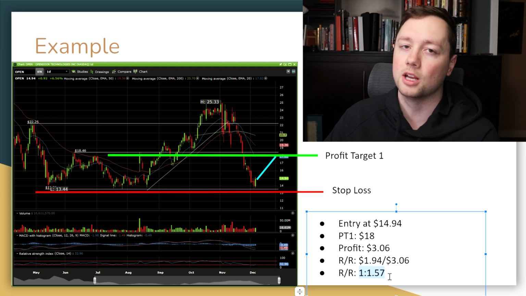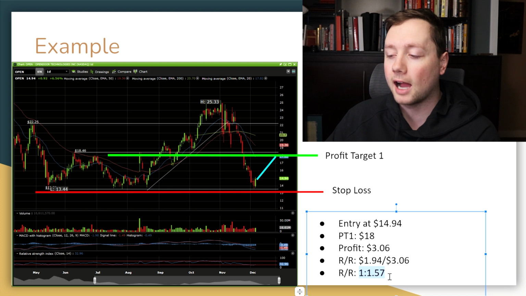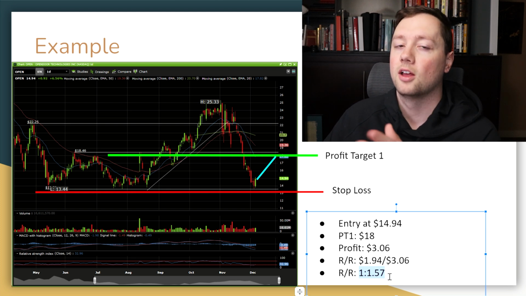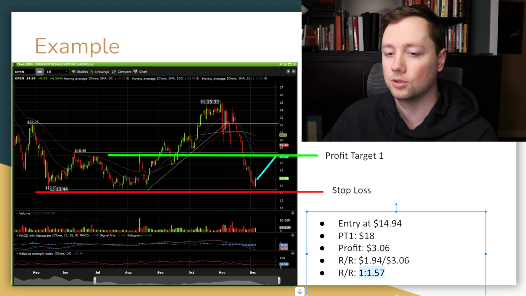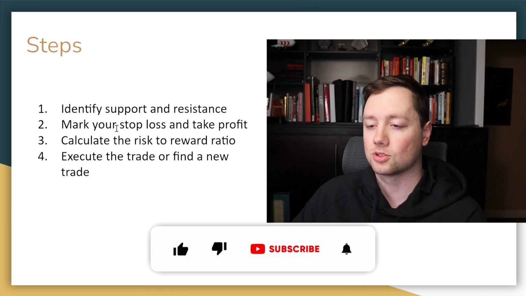I won't usually take a trade below that, and if you can get any higher than that, especially 2 or 3, that represents a fantastic opportunity. Now, here are the steps to setting the stop loss.